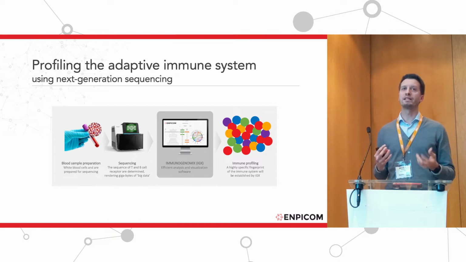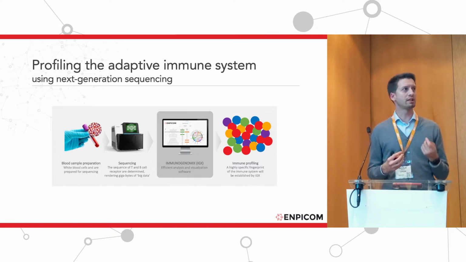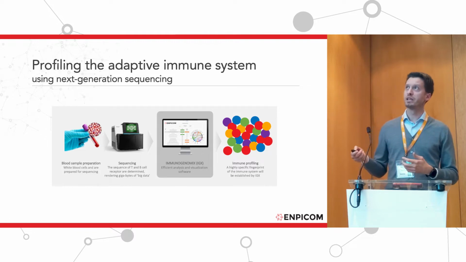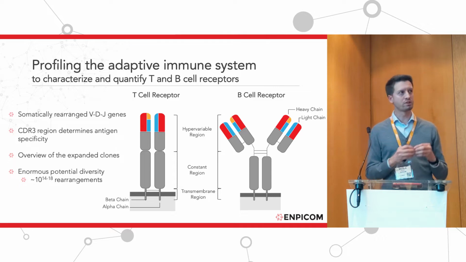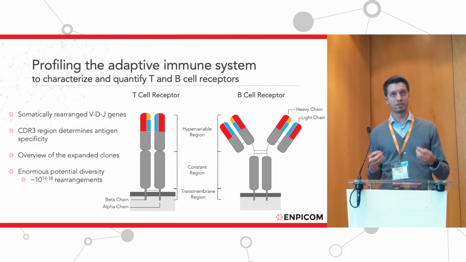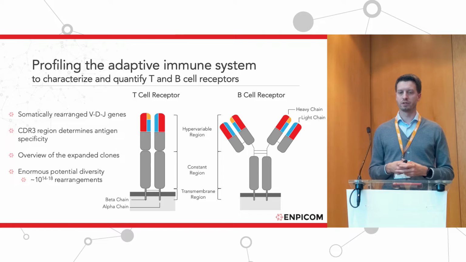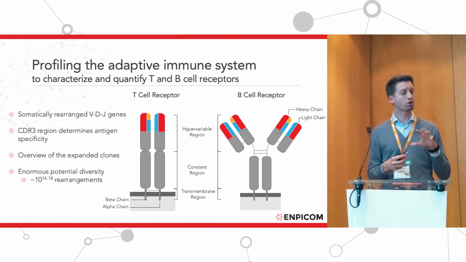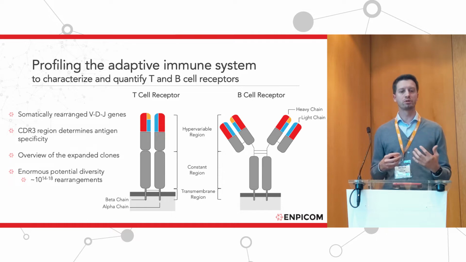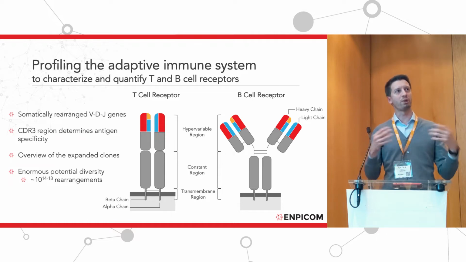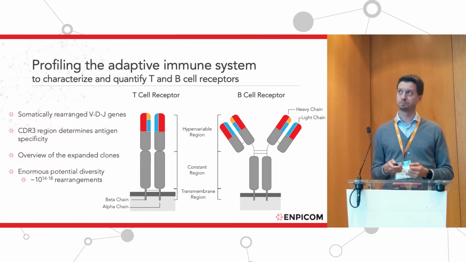This immune profiling is a characterization at the nucleotide level and a quantification of the B and T cell receptors. Specifically, what we provide is a detailed overview of the sequence of the hypervariable region, the region that encodes the CDR3, which determines the antigen specificity of these receptors. On top of that, we provide sequences, but also abundance. Therefore, we are able to give an overview of the expanded clones in your samples.